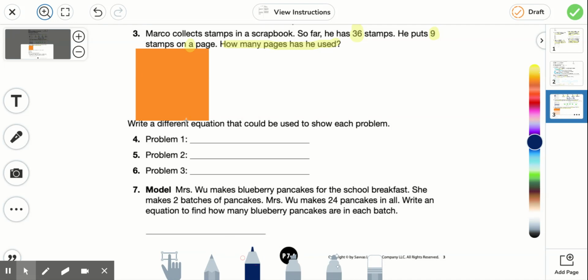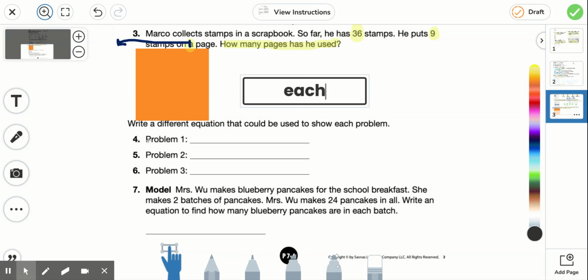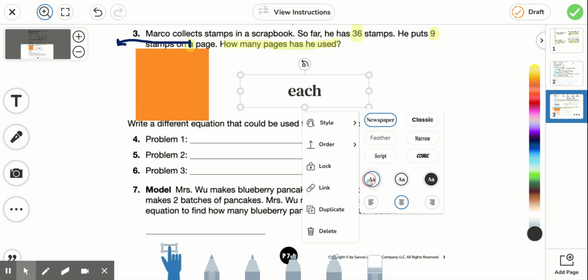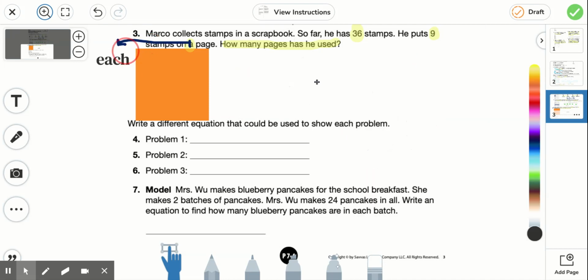This word here is what's throwing me off. Shouldn't say a page, because then we don't know if he put the same number on. We're going to say each, because otherwise, that's just a crazy question. How are we supposed to know? So we're going to use the word each.